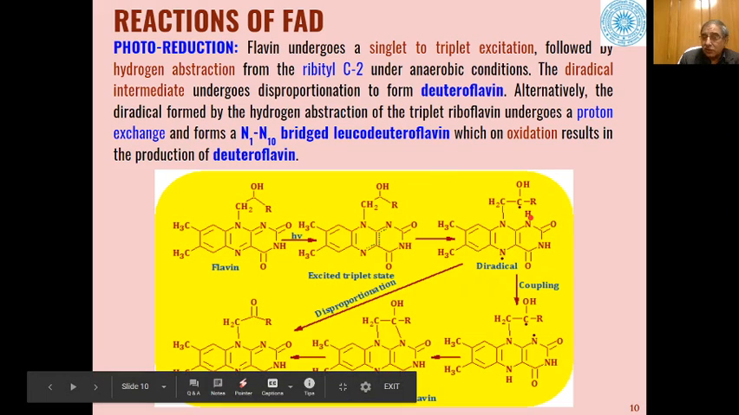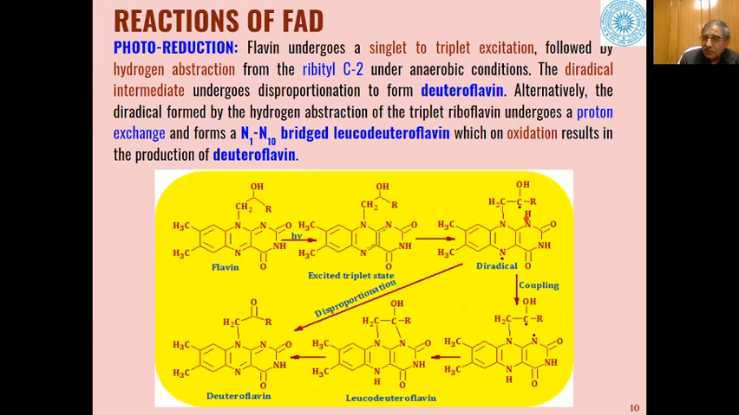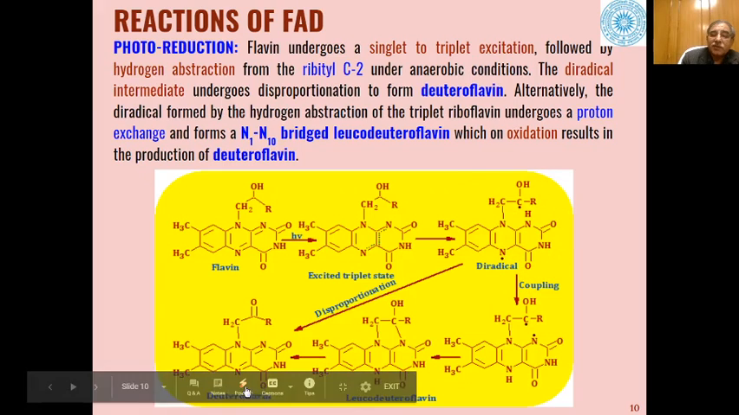So this will undergo this H radical is removed from here, then H radical is removed from here to form a carbon oxygen double bond, and this will form a carbon nitrogen double bond, and this will move to this place. So this is how this diradical can be converted into deuteroflavin as the product.